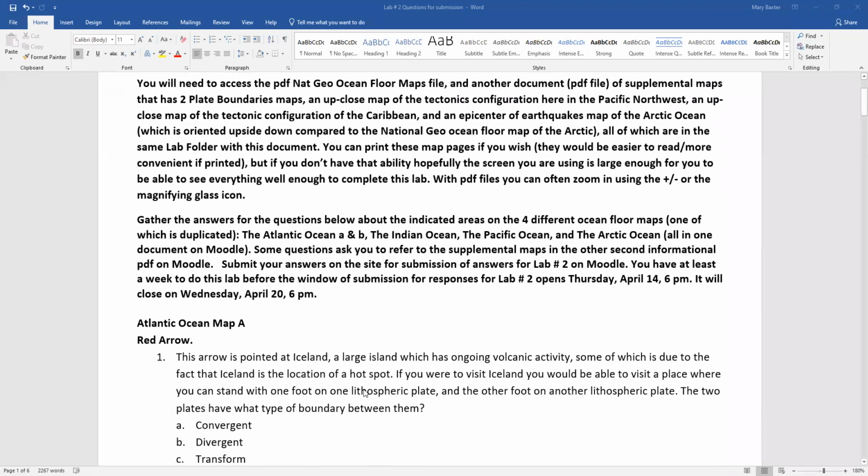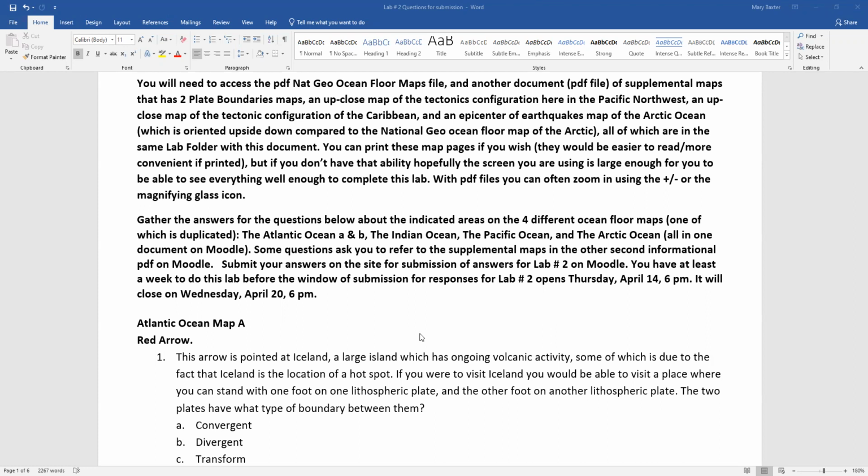So you gather the answers for the questions below about the indicated areas on the four different ocean floor maps, one of which is duplicated. I have an Atlantic Ocean A and B, the Indian Ocean, the Pacific Ocean, and then the Arctic Ocean, which is all on that one document. Some questions ask you to refer to the supplemental maps in the second informational PDF on Moodle.